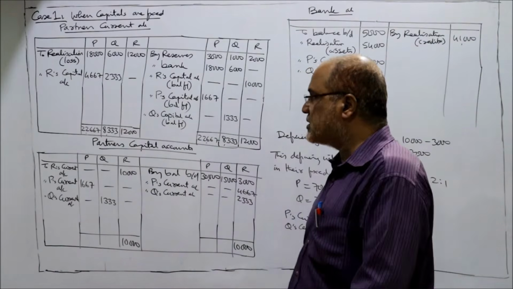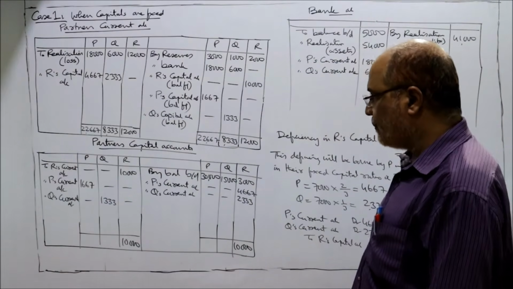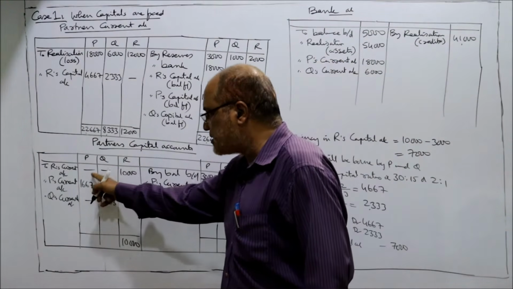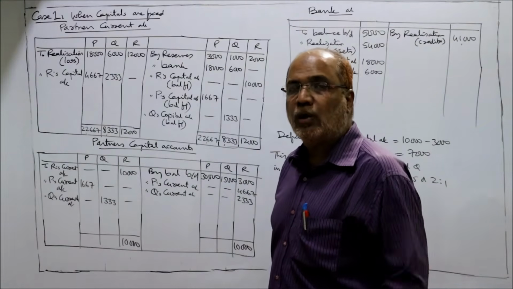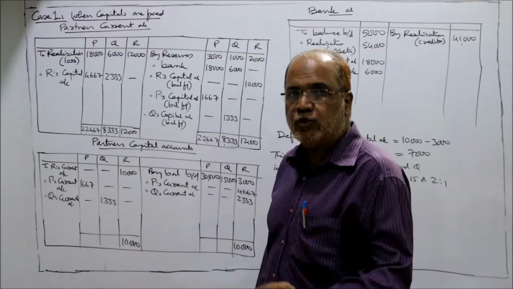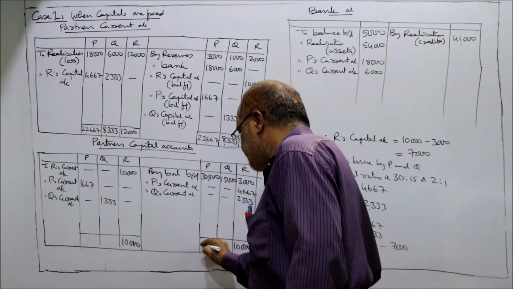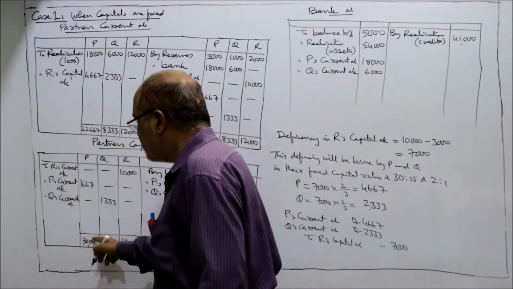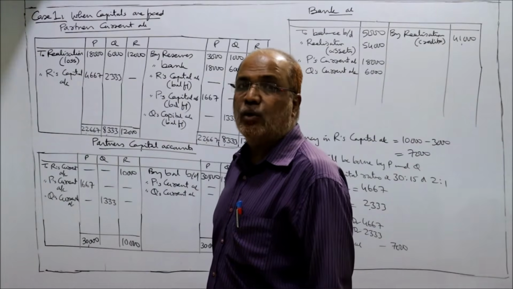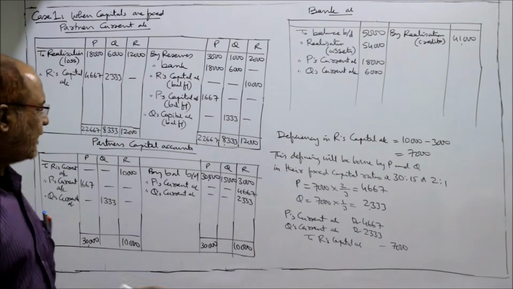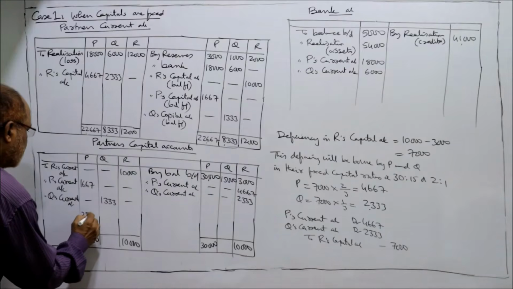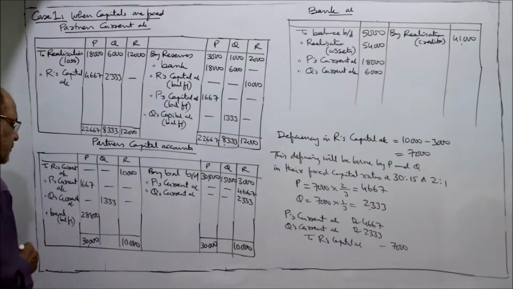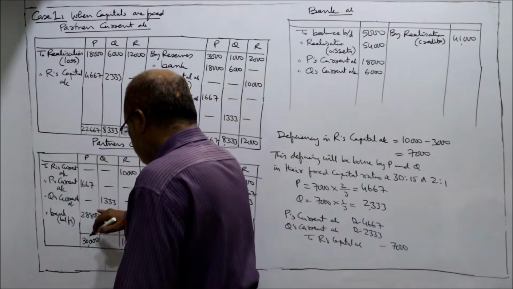Now we have to finally close the accounts of partners' capital. Now debit side, credit side: P's capital account credit 30,000, debit side is 1,667. तो remaining balance is paid through bank. अब जो पेमेंट करना है P को, तो 30,000, here also 30,000, 30,000 minus 1,667, 28,333. So 28,333 should be paid through bank. Balancing figure 28,333.